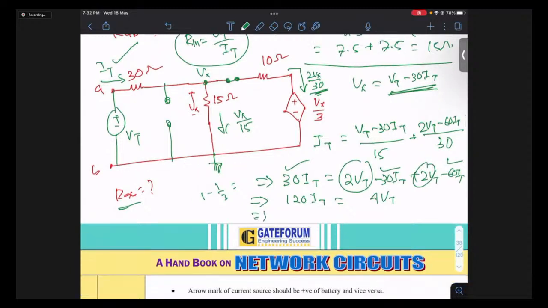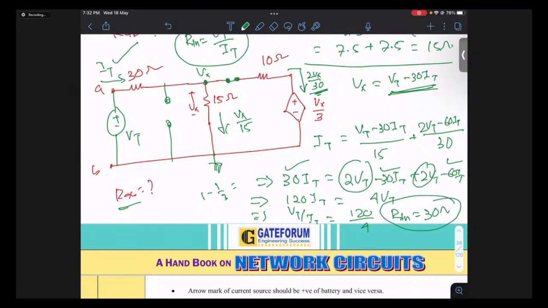So the Vt by IT ratio. What is the Vt by IT ratio? 120 divided by 4. So the RTH value is coming as 30 ohm in this case. The answer is 30. So nothing to worry about actually.